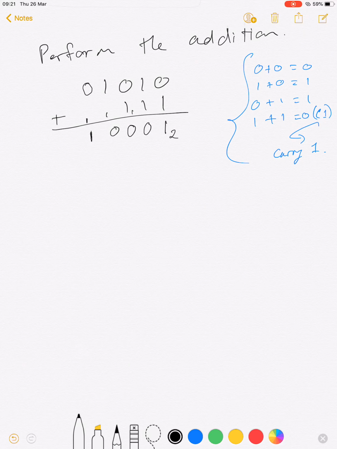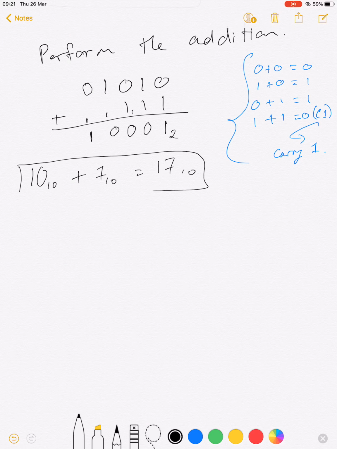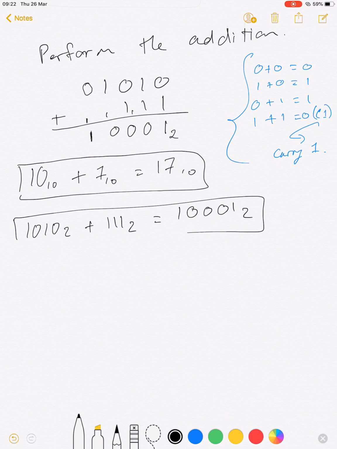Okay, so let's check, right? So we wanted to actually end up with, well, we know that 10 base 10 plus 7 base 10 is equal to 17 base 10. Okay, so what did we do? Well, we converted 10 base 10 and we got 1 0 1 0 base 2 plus 1 1 1 base 2. We're saying this is now equal to 1 0 0 0 1 base 2. Okay, and this is what we've just done by following the binary addition rules.